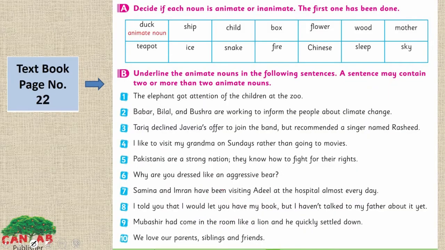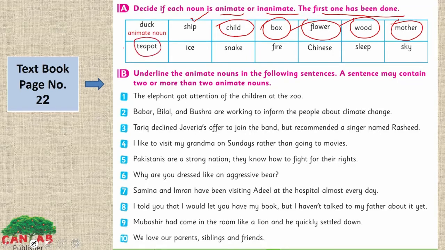Decide if each noun is animate or inanimate. The first one has been done for you. You have to identify the animate and inanimate nouns here. Sheep is what? Inanimate noun, because it's not a living being. Child is a human, so it is animate. Box is inanimate. Flower is inanimate. Wood is inanimate. Mother is animate because she is a human living being. Teapot is inanimate. Dear student, I want you to do all this and identify it by yourself.